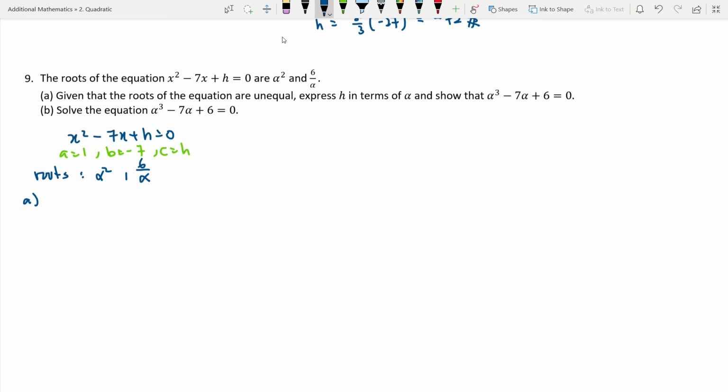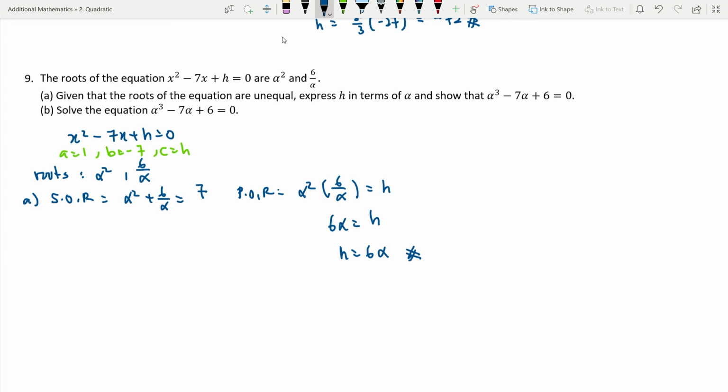We find the sum of roots and the product of roots. The sum of roots is alpha squared plus 6 over alpha, which is equal to negative b over a, which is 7. And our product of roots is alpha squared multiplied by 6 over alpha, which is equal to c over a, which is h. We are asked to express h in terms of alpha, so let's continue from here. We cancel the alpha, and we have 6 alpha is equal to h. We make h our subject, so h is equal to 6 alpha.